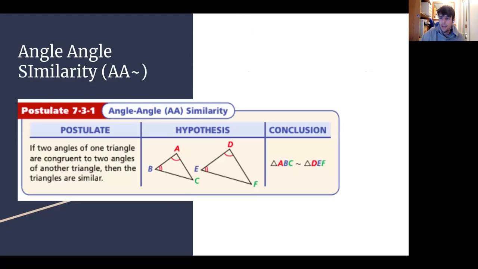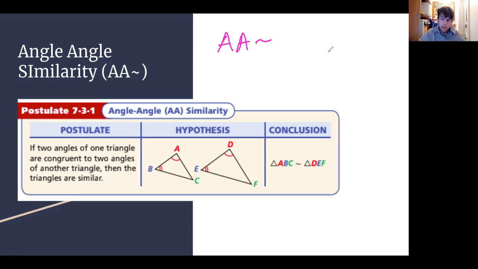So the first one is angle, angle similarity. It says that if 2 angles of one triangle are congruent to 2 angles of another triangle, then they are similar. So in this picture, we have some triangles. Angle A and angle D are congruent. Angle B and angle E are congruent. Therefore, these triangles are similar. So turns out AA is enough for us to say that we have similar triangles.